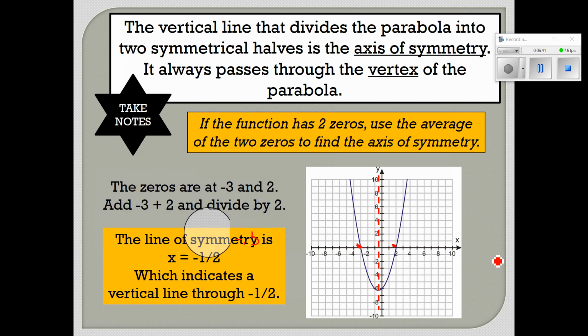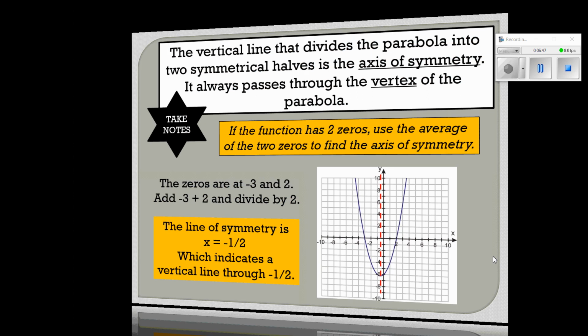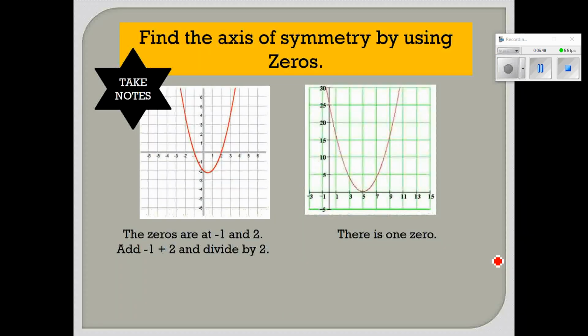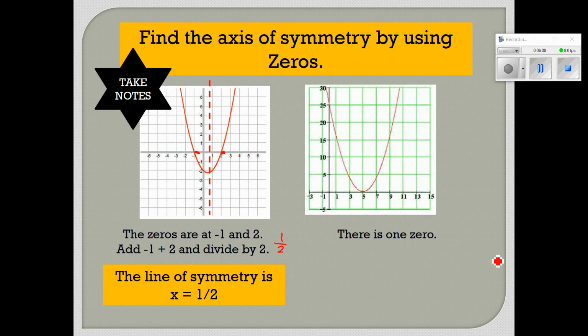So if there are two zeros, if it crosses the x-axis twice, you just find the zeros, add them together, and divide by 2. Okay, so let's practice here. Here we have two zeros, one at -1 and one at 2. So if we take -1 plus 2 and we add that together, you would get a +1. When you divide it by 2, you just get 1/2, which makes that axis of symmetry right there at 1/2.